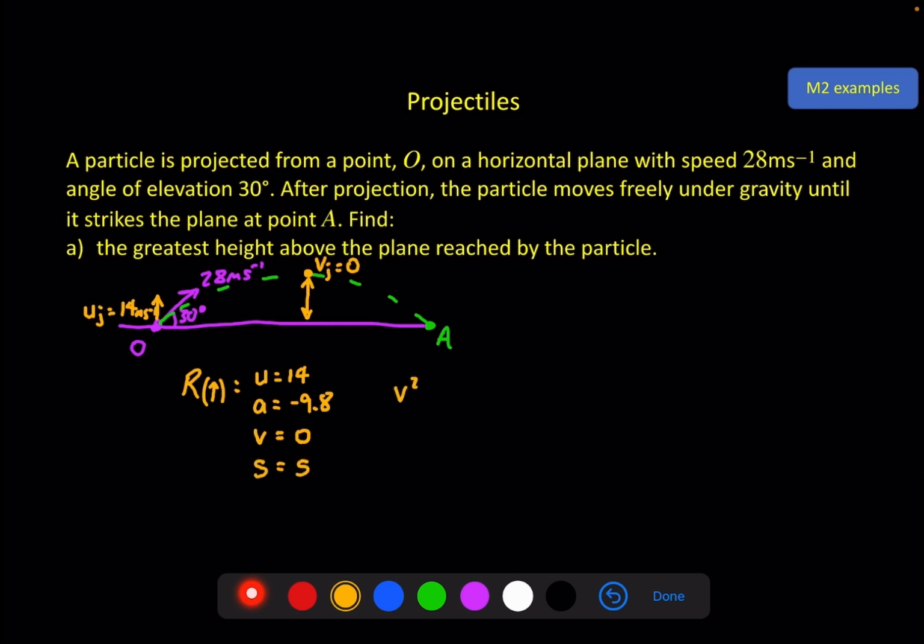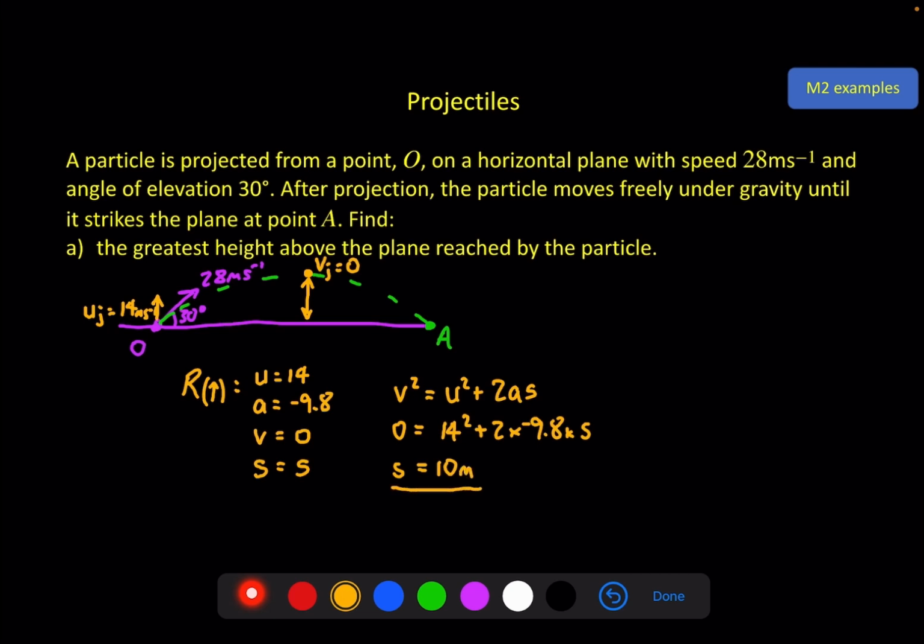Here we're going to use v squared equals u squared plus 2as, but in the numbers we get 0 is equal to 14 squared plus 2 times minus 9.8 times s. If we do that calculation, we get a very nice number, 10 meters.